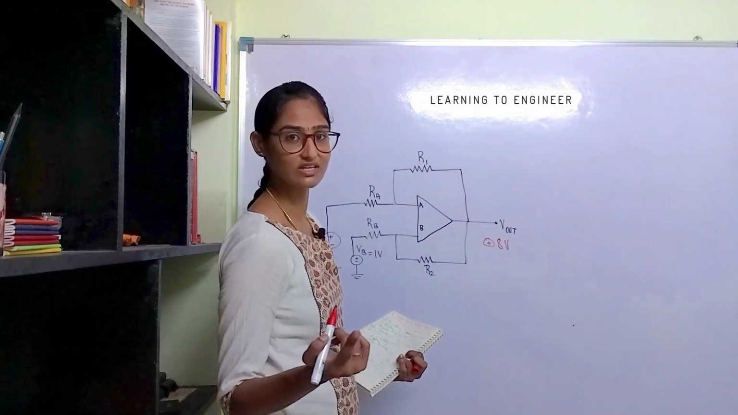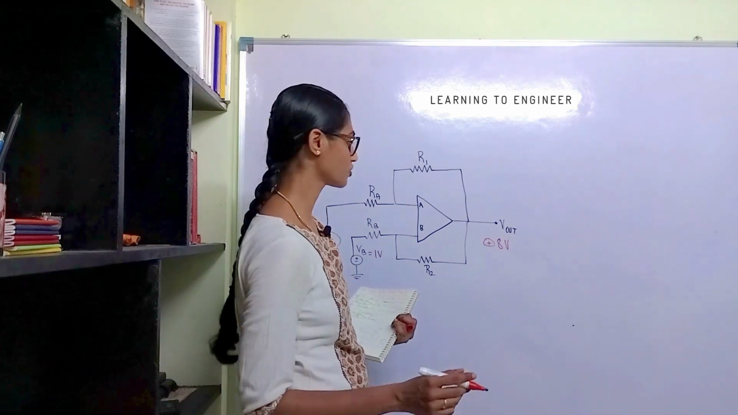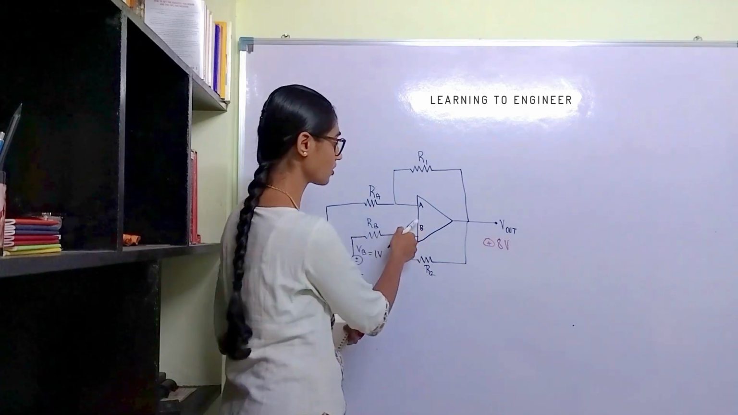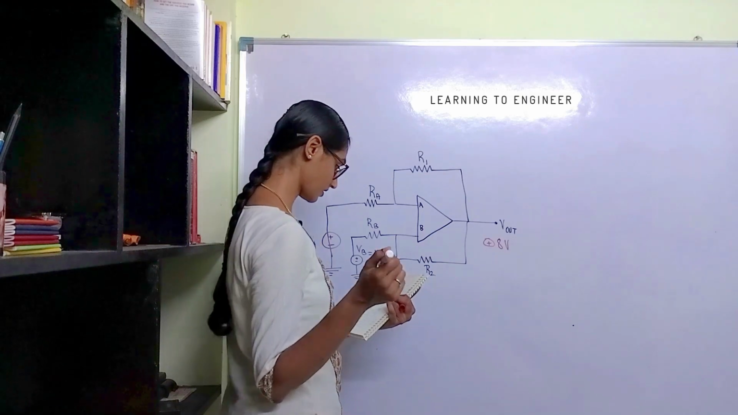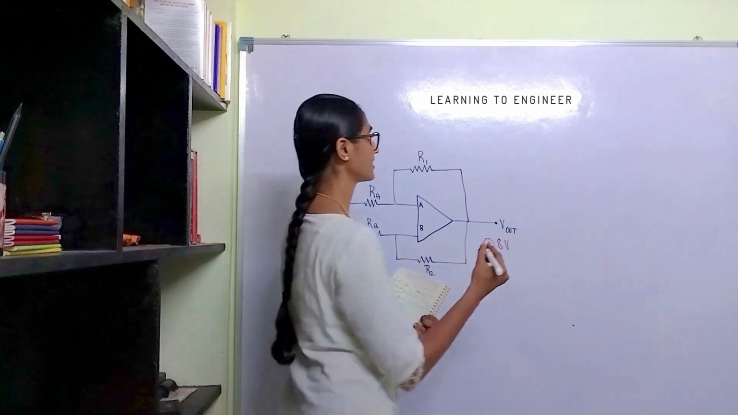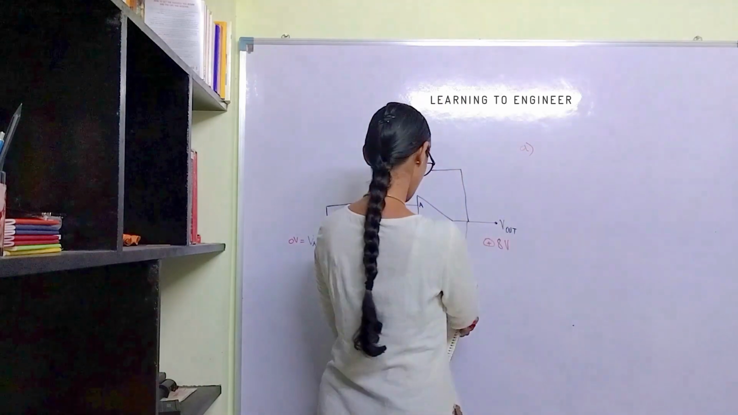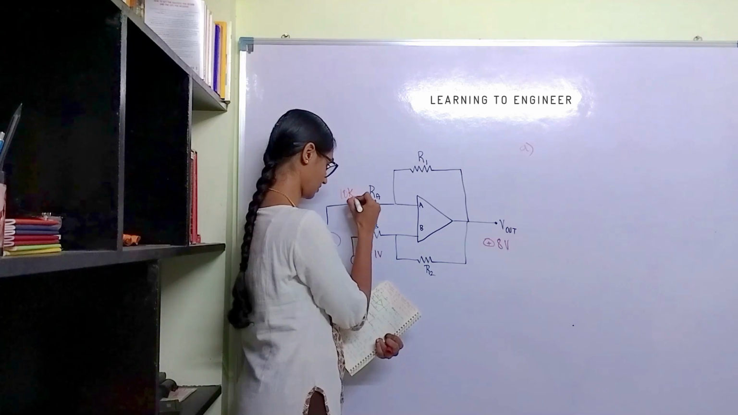By this time you would have guessed the answer. I'm still going to solve this problem for you. By this information itself, you can simply guess which terminal, A or B, is inverting and which is non-inverting. And in the first subdivision, it is given that RA and RB are the same, which is equal to 10 kilo ohm.